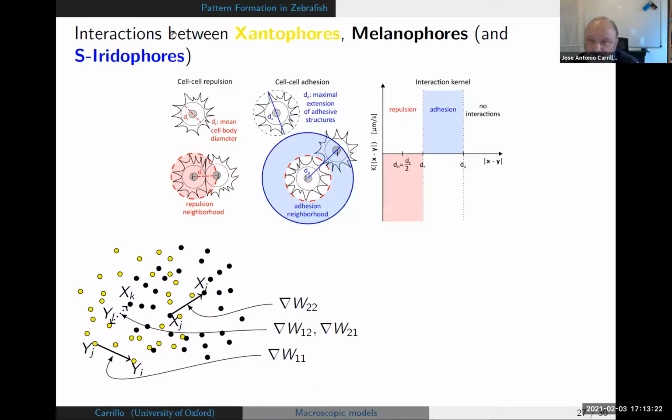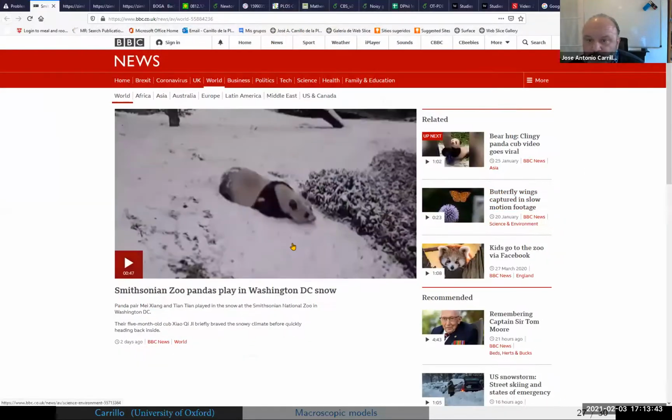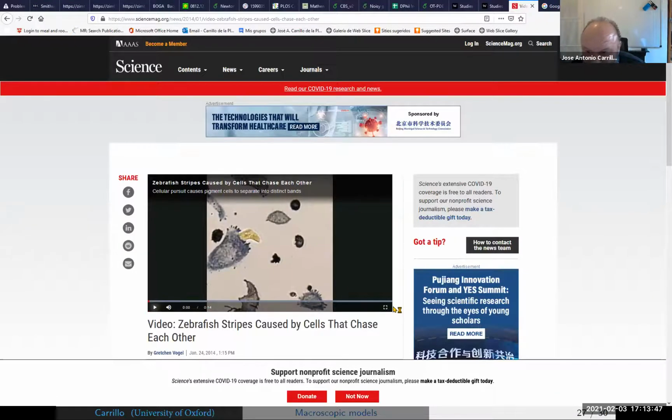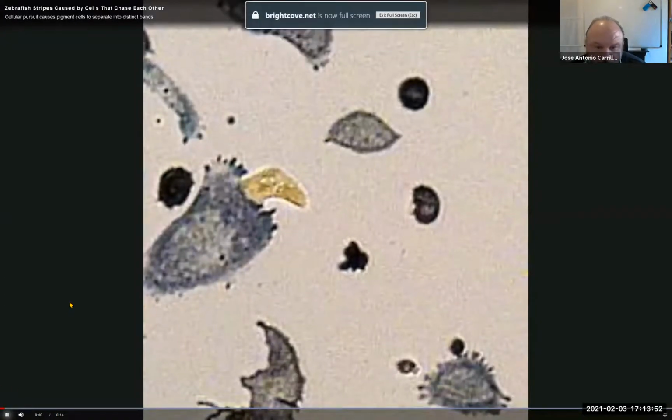So the interaction between these three types of cells, or different subtypes of them, because you can subdivide them into different types of iridophores, melanophores, and xanthophores, is known to produce this kind of pattern. And let me see if you can see this now, I hope.